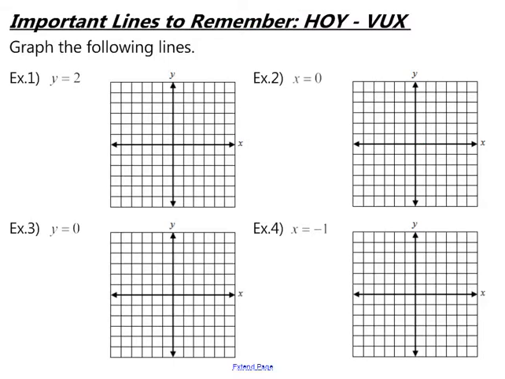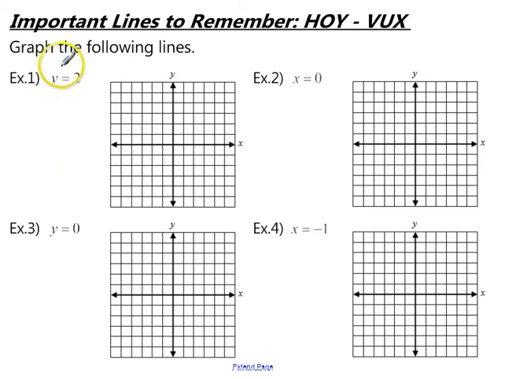Lastly, we just want to talk about certain important lines to remember. And I want you to remember this term, HOY VUX. What this is going to help you remember is that horizontal lines have a 0 slope, and the equations are written y equals a number. Vertical lines have an undefined slope and have an equation written x equals a number.